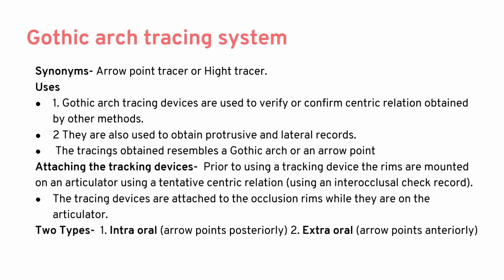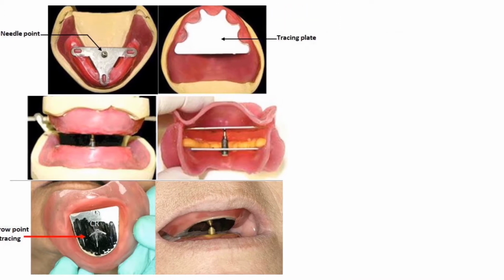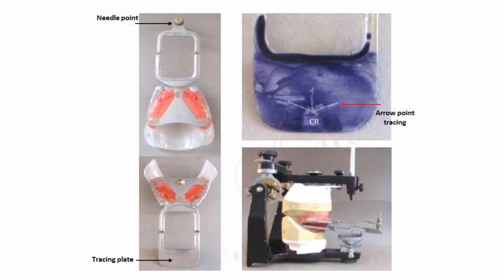Gothic arch tracing system, also known as arrow point tracer or needle point tracer. Uses: 1. Gothic arch tracing devices are used to verify or confirm centric relation obtained by other methods. 2. They are also used to obtain protrusive and lateral records. Available as 2 types: 1. Intraoral, arrow points posteriorly, and 2. Extraoral, arrow points anteriorly. This diagram shows the intraoral tracer, where the tracer is placed inside the mouth. And this is the extraoral tracer, where the tracer is placed outside of the mouth.